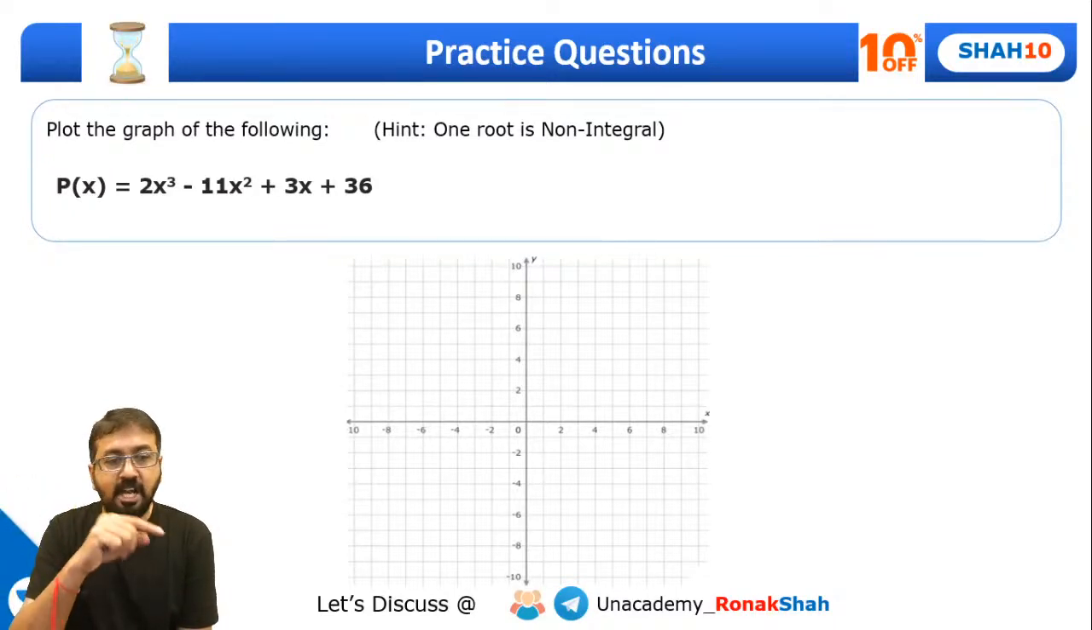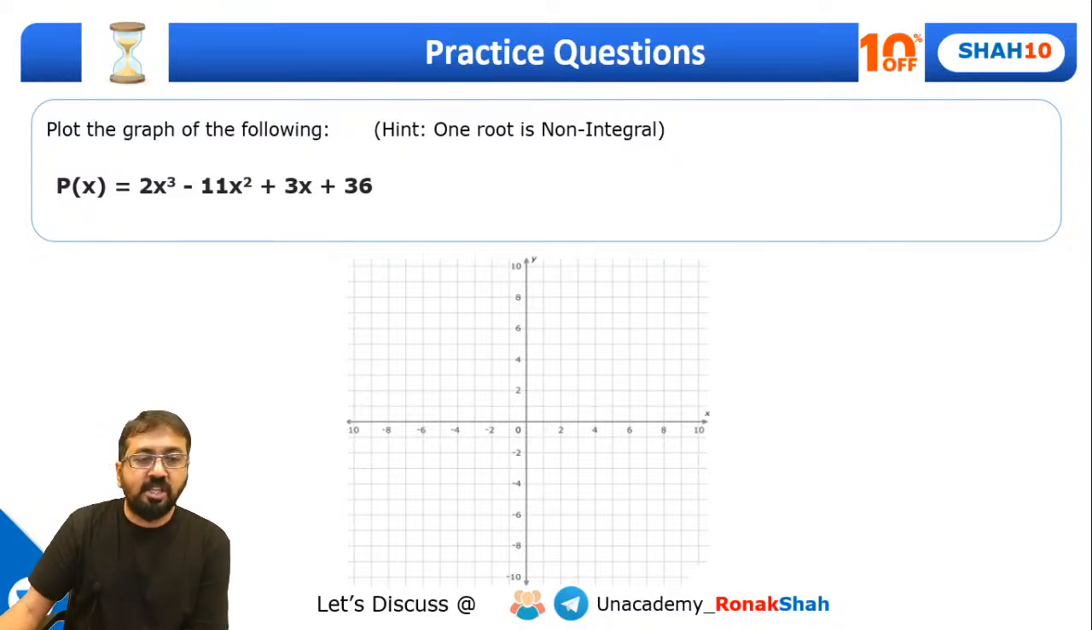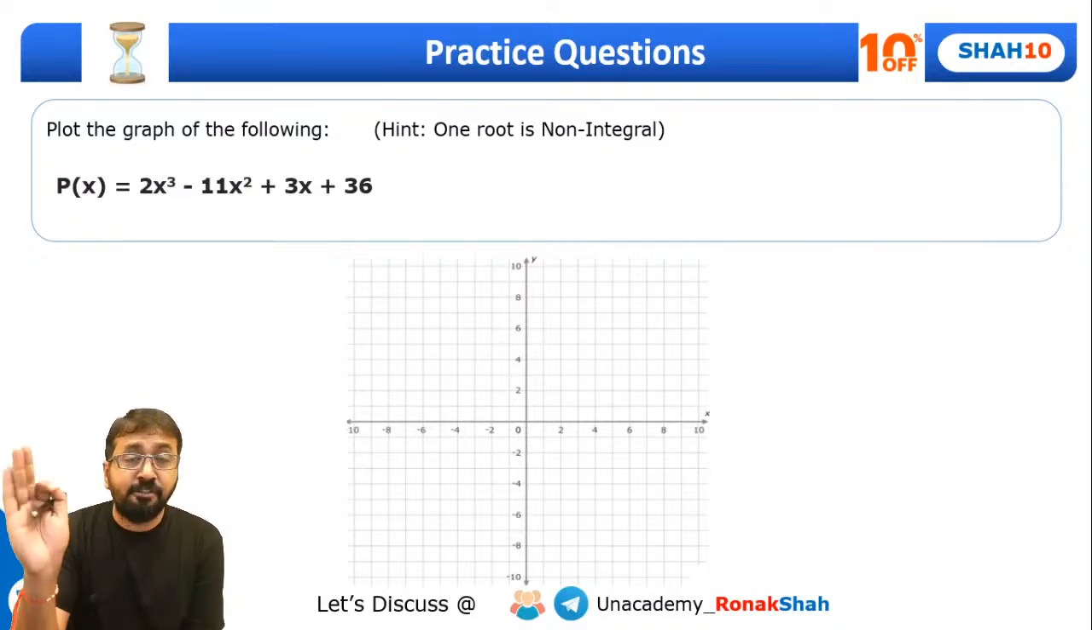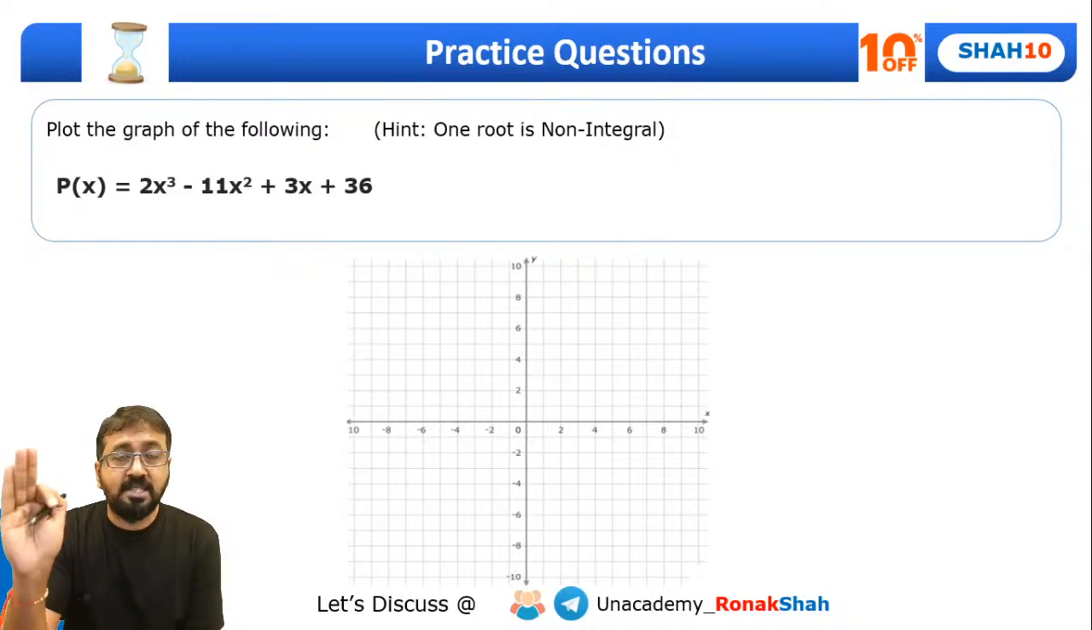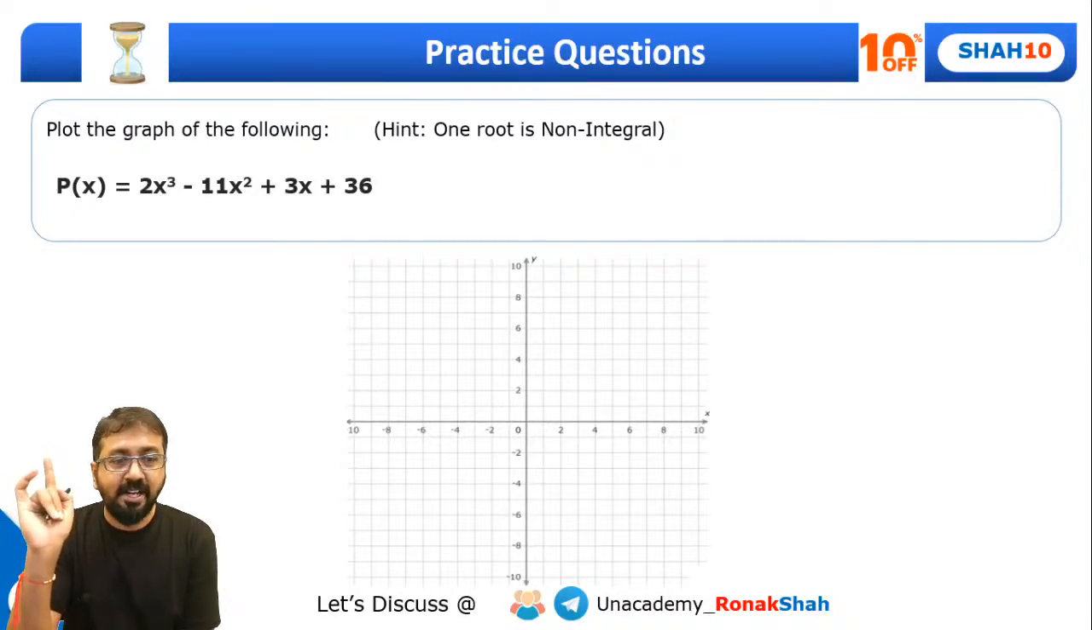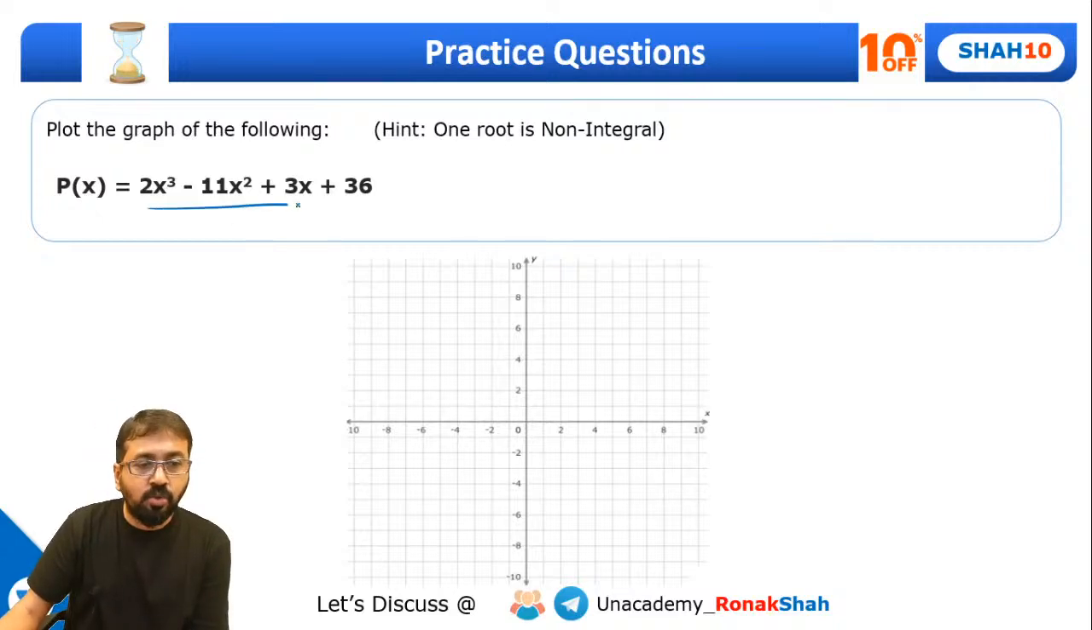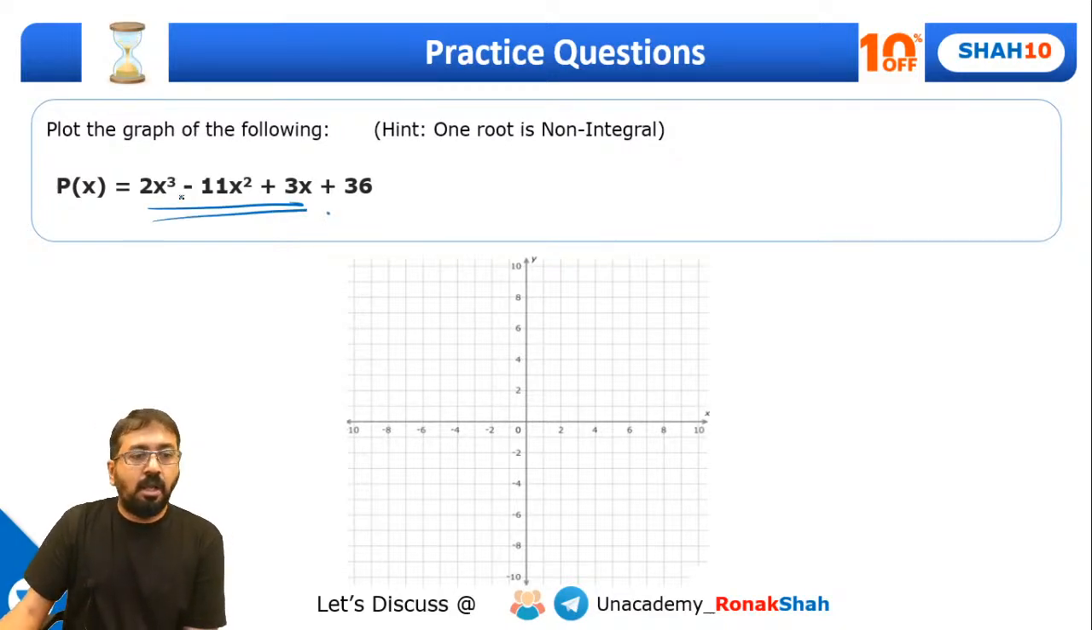So what will be the graph of this one? Now of course, as you understand guys, the graph of any polynomial cuts the x-axis at the roots. The graph cuts the x-axis at the roots, right? So first we need to find out the roots of this polynomial. Can you tell me what are the roots of this polynomial?